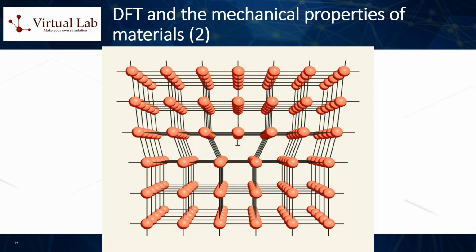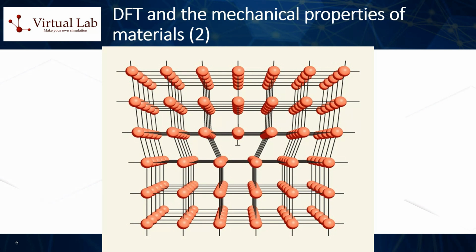3. Investigating plastic deformation and dislocations. DFT can be used to study how atoms move when a material is subjected to stress beyond its elastic limit, leading to permanent deformation. This involves calculations of so-called Peierls stress, the minimal shear stress required to move a dislocation, and Peierls barriers, energy barriers to dislocation motion.